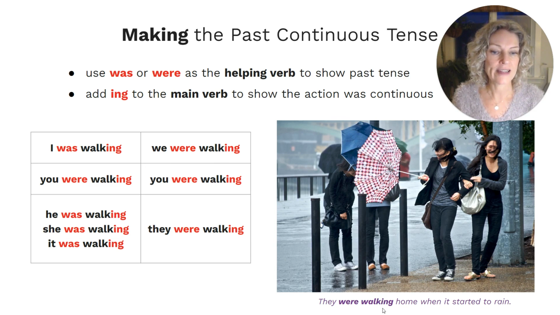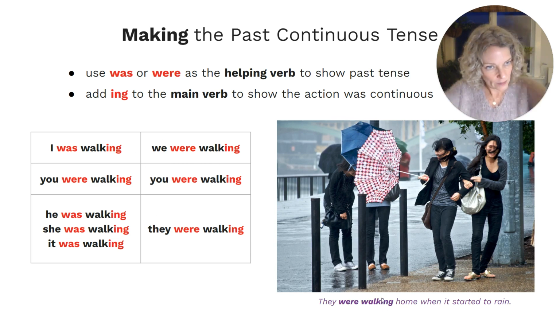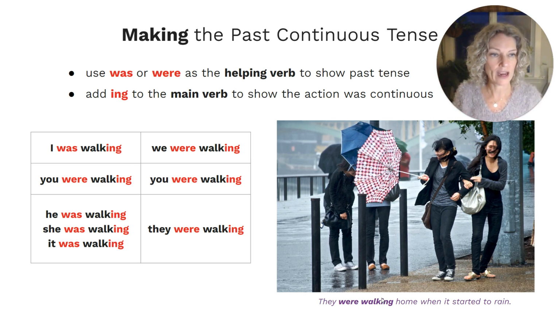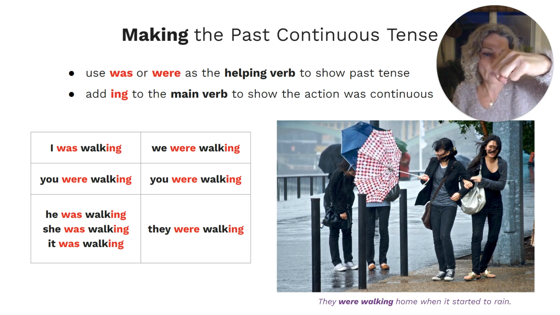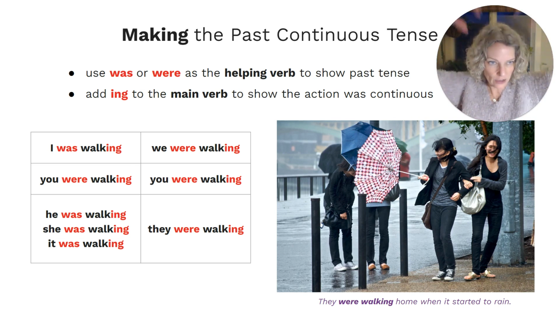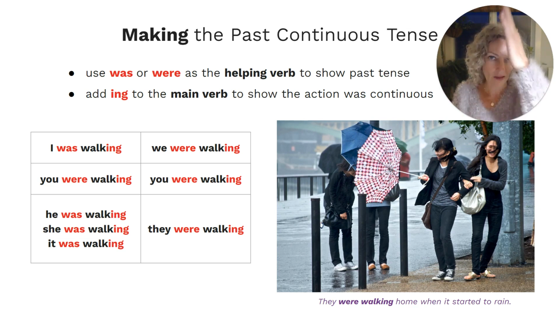So here's another example. They were walking home when it started to rain. So they were walking, continuous action in the past, when all of a sudden it started to rain. All the actions are in the past, one of them is continuous and the other one interrupted the continuous action.